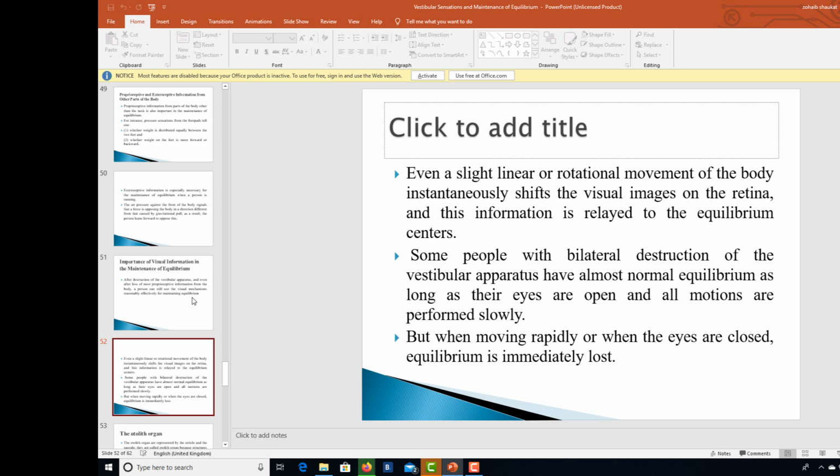Some people with bilateral destruction of the vestibular apparatus have almost normal equilibrium as long as their eyes are open and all motions are performed slowly. But when moving rapidly or when the eyes are closed, the equilibrium sense is immediately lost.